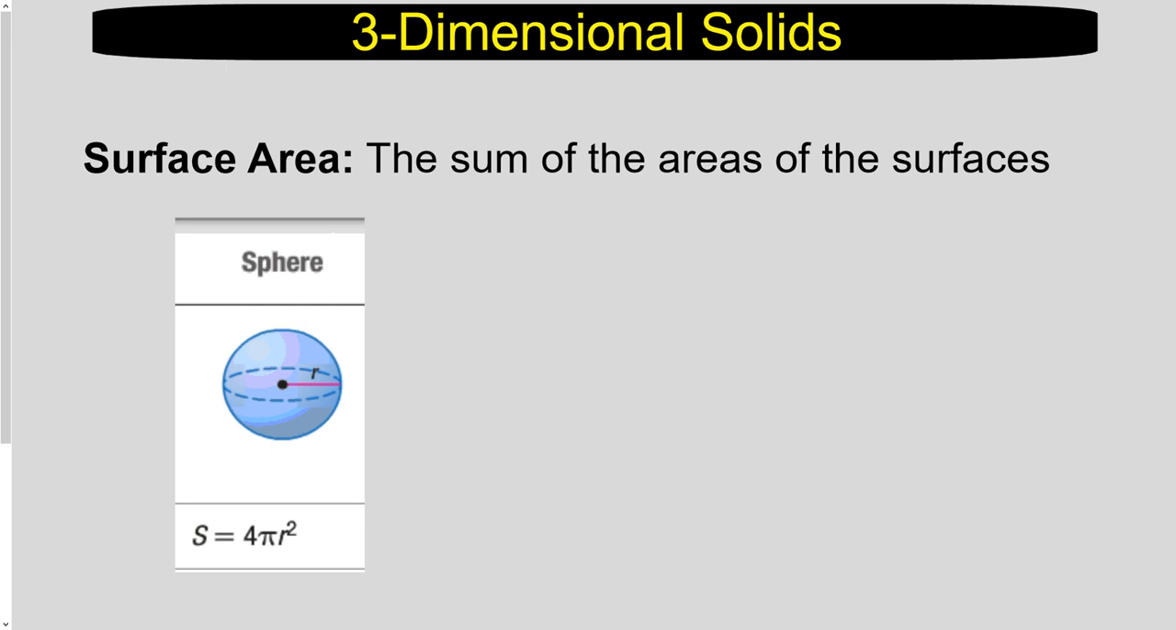Surface area of a sphere. The surface area of a sphere is 4 times pi r squared. We're going to talk a little bit more later about where this formula comes from, because this one's not quite as easy to see. But 4 pi r squared is how we find the surface area of a sphere.